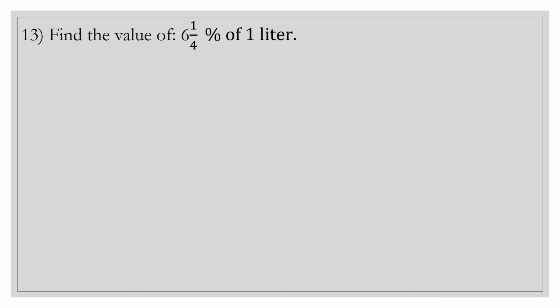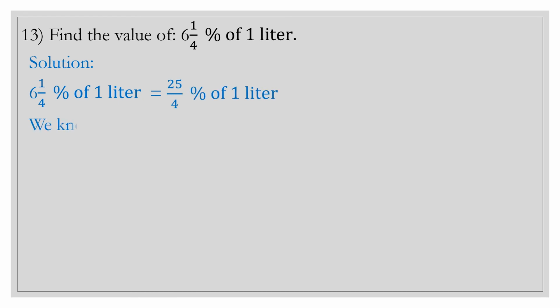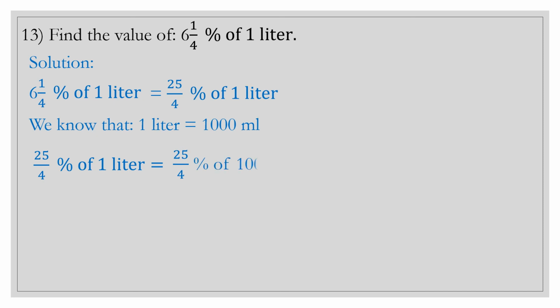Question number 13. Find the value of 6 1 upon 4% of 1 liter. See, 6 1 upon 4 is a mixed number. So let's convert it into an improper fraction. 6 4s are 24 and 24 plus 1 is 25. So we get 25 upon 4% of 1 liter. We know that 1 liter is equal to 1000 milliliter. So 25 upon 4% of 1 liter is equal to 25 upon 4% of 1000 milliliter.